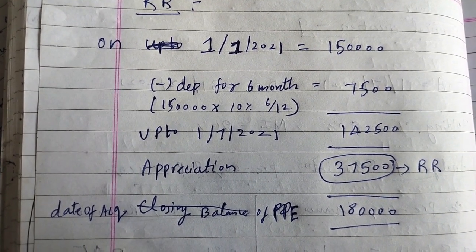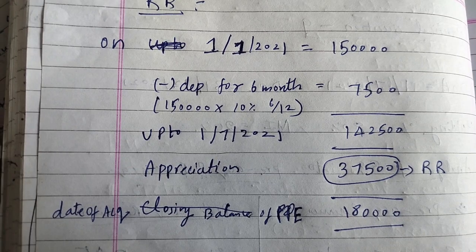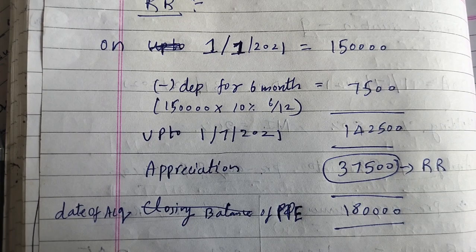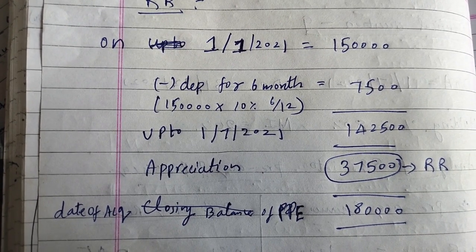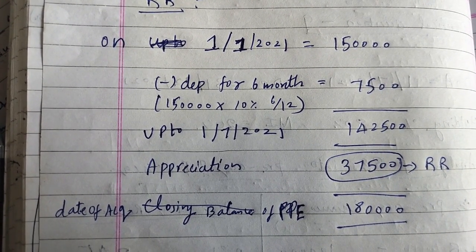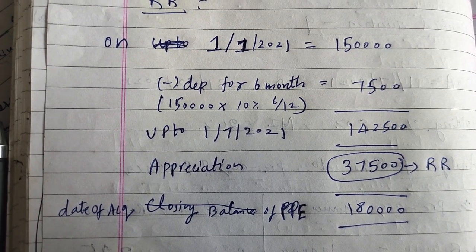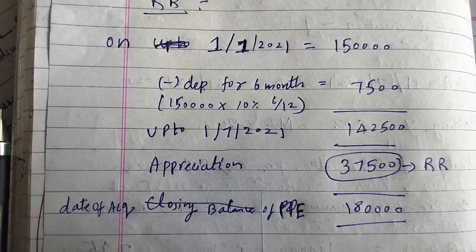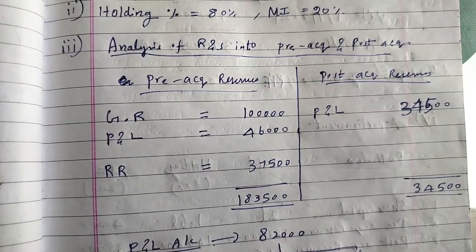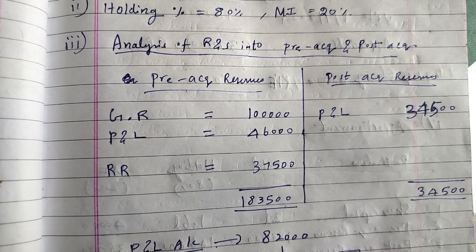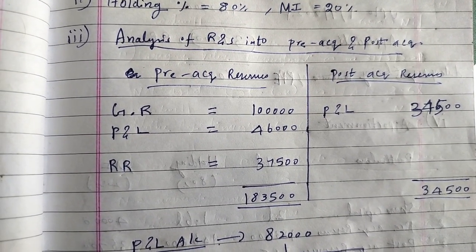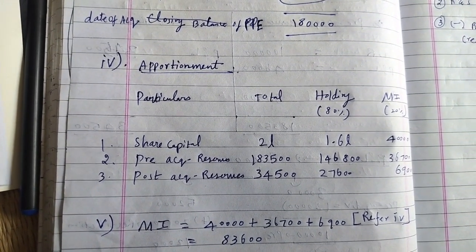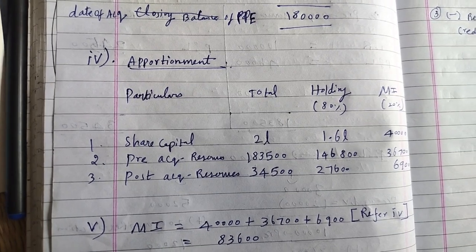We will get 7,500. So before revaluation, the book value of the PPE is 1,42,500. After revaluation, it is 1,80,000. So the appreciation amount is the value after revaluation minus the value before revaluation. We will get 37,500. This is the revaluation reserve. We found the general reserve, P&L pre-acquisition, P&L post-acquisition, and revaluation reserve. Next step is apportionment of share capital and pre and post reserves into holding and minority interest.